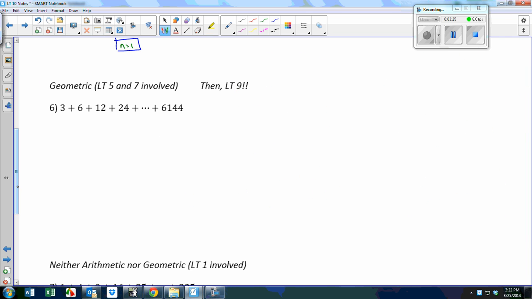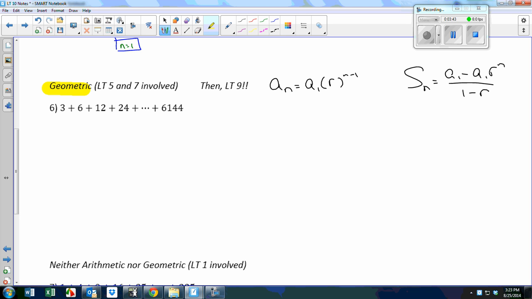Now we switch gears to geometric. So those formulas are a sub n equals a sub 1 times r to the n minus 1, and s sub n equals a sub 1 minus a sub 1 times r to the n over 1 minus r.